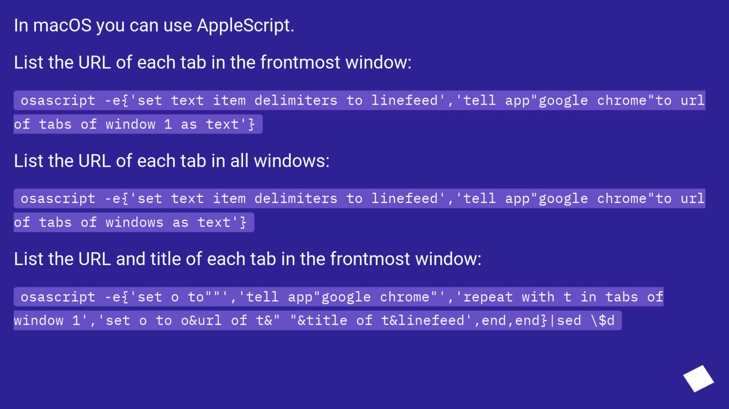List the URL and title of each tab in the frontmost window: set o to "", tell app "Google Chrome", repeat with t in tabs of window 1, set o to o & URL of t & "," & title of t & line feed, end repeat, end tell, set o to the result.